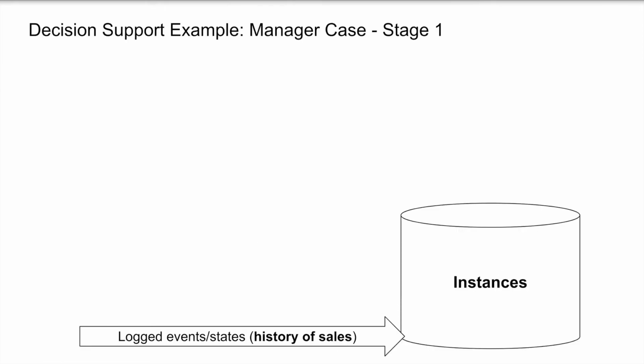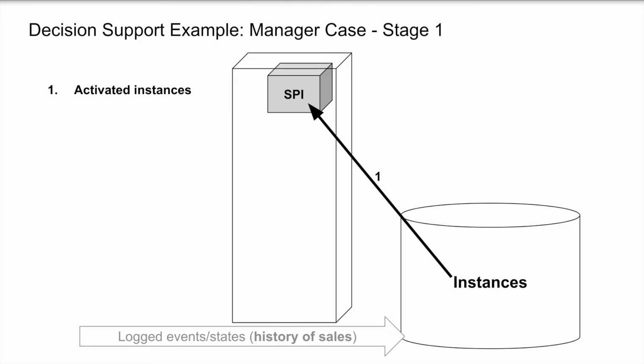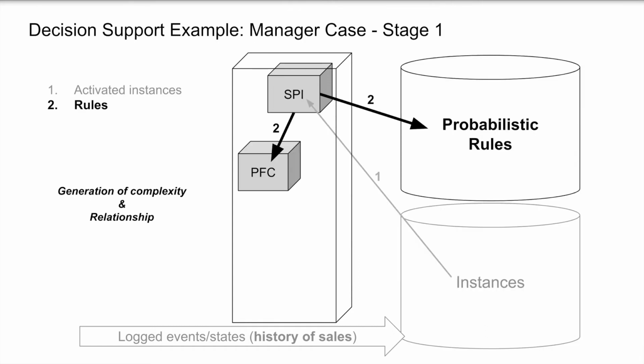Now let's look at how these methods implement BPP in a single architecture in the example. Imagine a decision support system for a sales manager. That system collects events and states for the respective business environment and logs them into a database as instances. Those instances are passed to the semantic probabilistic inference subsystem that, according to the generation of complexity and relationship principles, forms the probabilistic rules. These rules are stored in the database and passed to the probabilistic concept analysis framework, which infers statistically reliable invariants out of the activated instances and given rules.